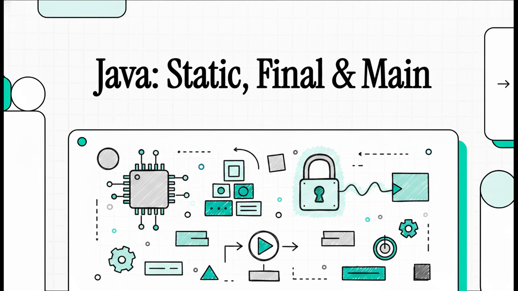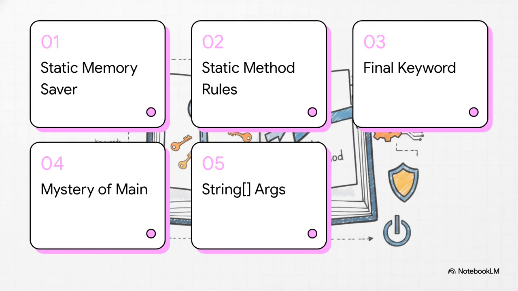We're setting the stage today to master Java's structural keywords. Specifically, we're talking about static and final, and we're going to do it without all the usual textbook confusion. We'll see exactly how these keywords control your memory, enforce strict rules, and basically make your programs infinitely more robust. Let's get to it.